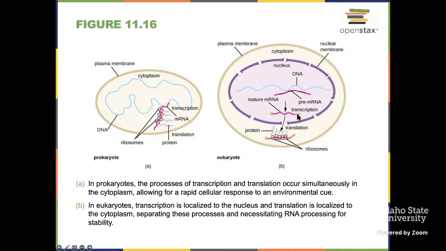Caps and tails get added, and I mentioned before, kind of like the zip code that's going to allow it to facilitate either with the rough ER or with free-floating ribosomes in the cytoplasm, dependent upon the fate of the protein. Once we've processed this, the messenger RNA leaves through some of the nuclear pores, and then it does those associations. And we can see a similar idea, like with our prokaryotes, where we can have multiple ribosomes and protein products being created, but not simultaneously, like we see in the prokaryote. A little bit different.